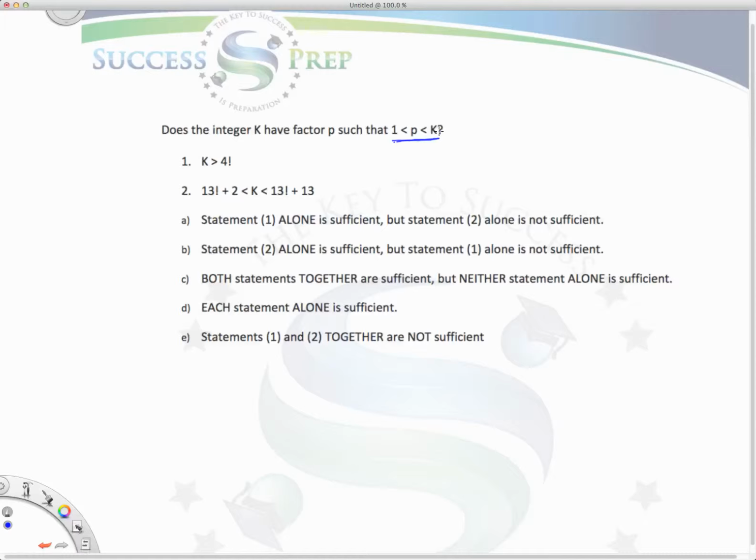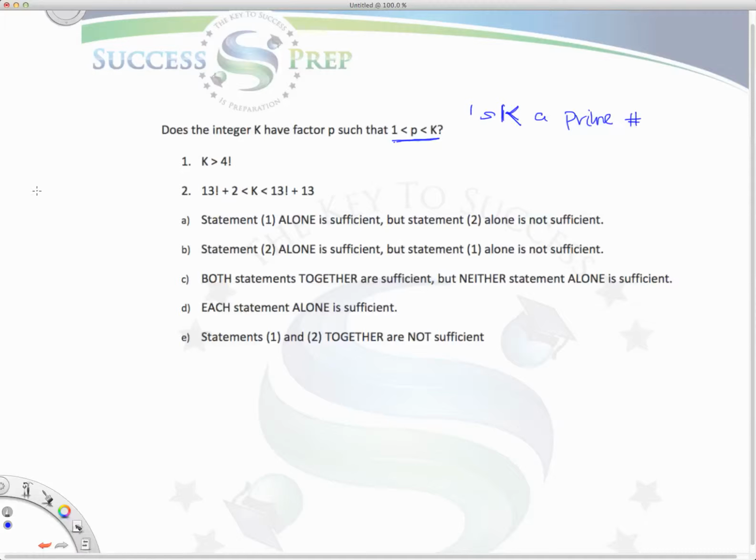So what this question is really testing is: is k a prime number? That's what we're looking for. Is the value of k a prime number? So what we want to be able to say is, yes, k is a prime number, or no, k is not a prime number. So let's go ahead and look at statement 1.